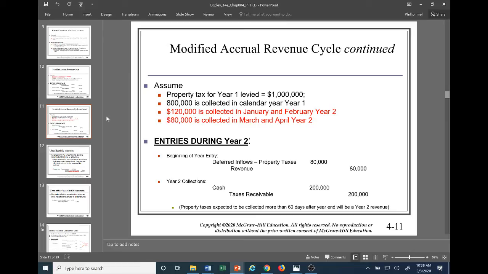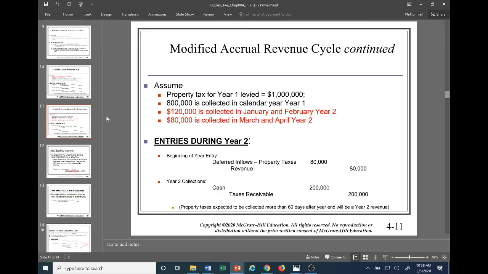So now if you can see here, we're in year two, right? So we made that adjusting year-end entry to move $80,000 of revenue to deferred revenue, right? So at the beginning of the year now, we know that $80,000 is going to be collected in March and April, right? So what do we want to do? Last year, we reduced the revenue and put it as deferred revenue, right?